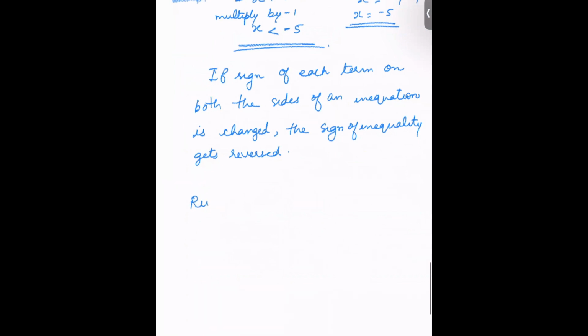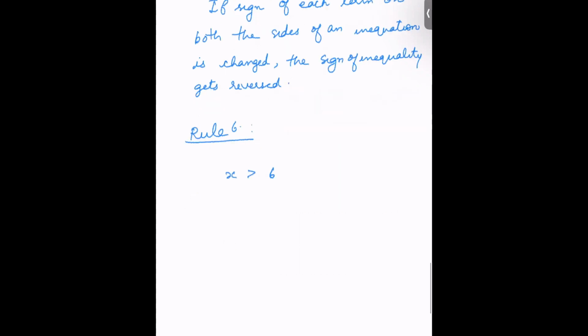Rule number 6. If any of you want me to wait, please do tell me. I will do that. Rule number 6 is, see, I have x greater than 6. Now I am taking the reciprocal of both the sides. What is meant by reciprocal? So if I am taking reciprocal, what do you get? 1 by x, 1 by 6. The inequality sign reverses.